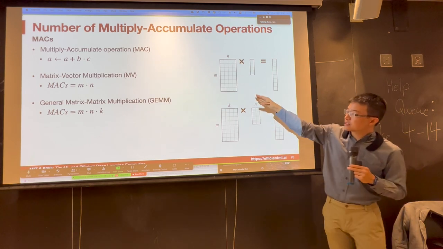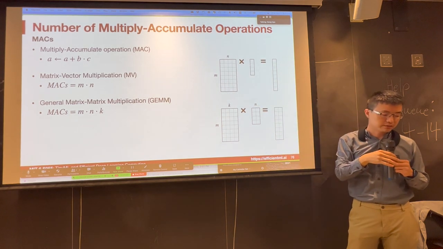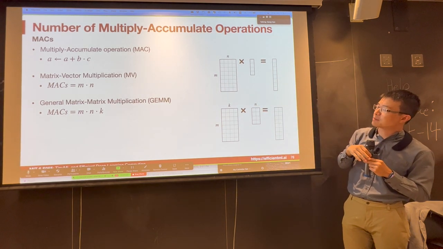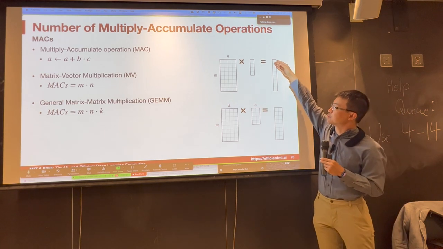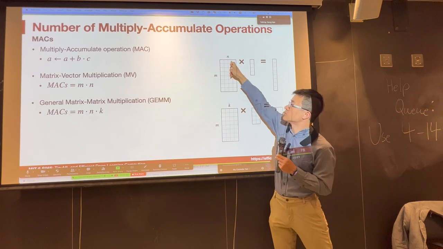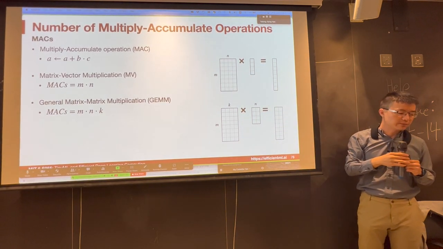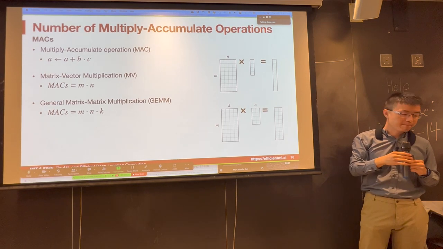So let's see, what is the number of MACs for matrix vector multiplication? Okay, so that's basically m times n. Since we need to produce m outputs, in order to calculate each output, we have to do n operations. Okay, so the number of MACs for matrix vector multiplication is mn.